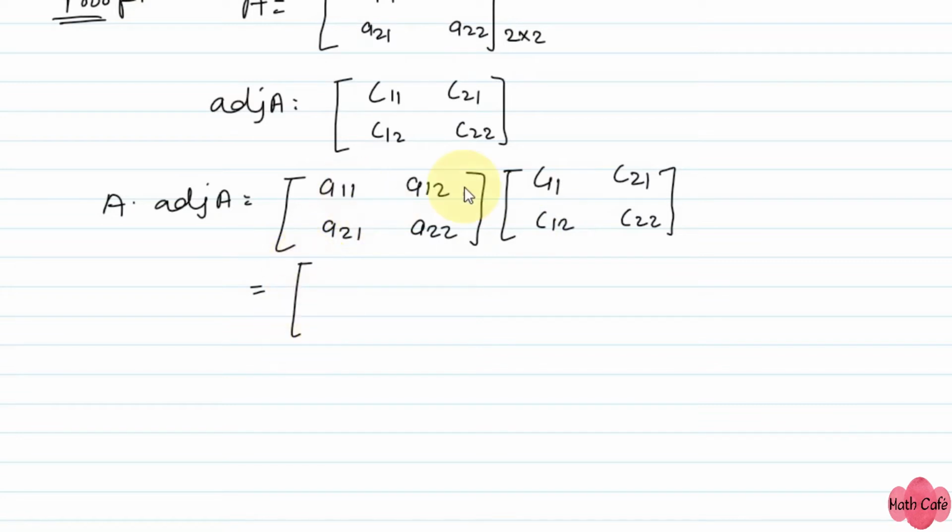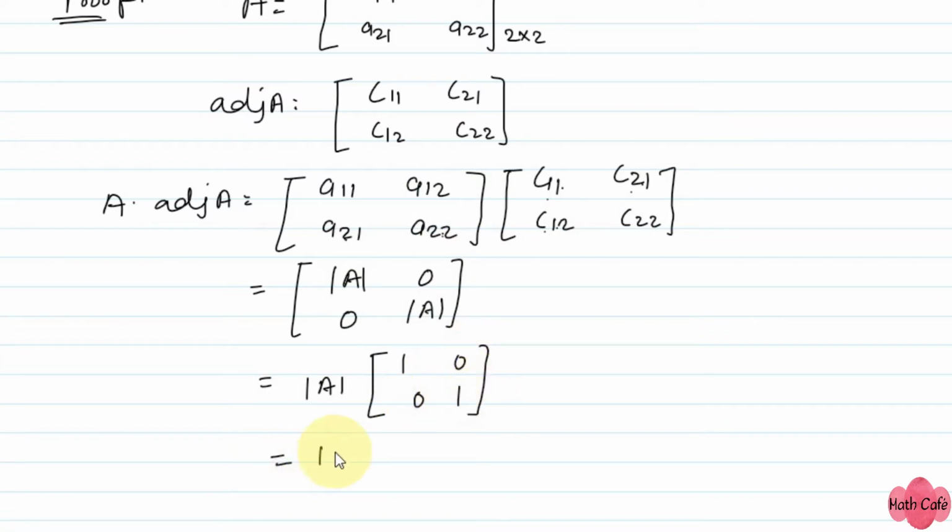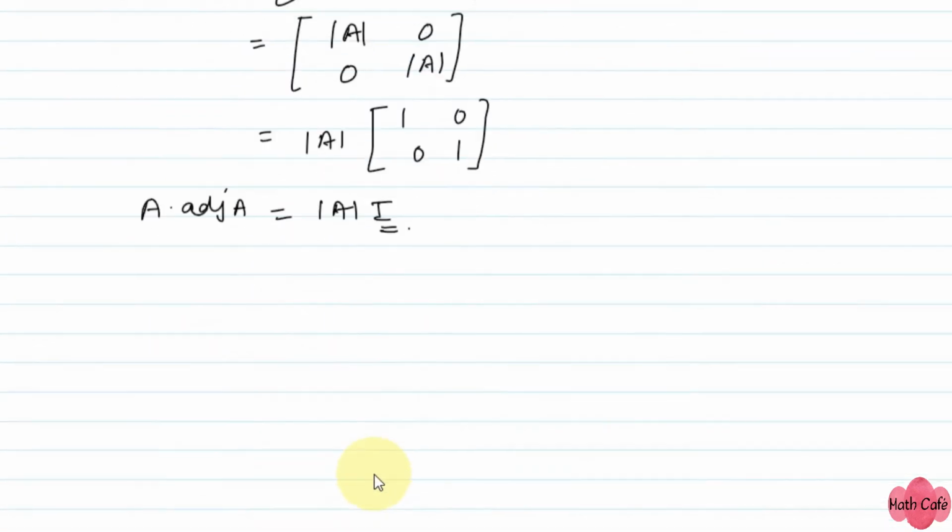So finally A11 C11 plus A12 C12, that is nothing but determinant of A. And A11 C21 plus A12 C22, that is 0. A21 C11 plus A22 C12, that is 0, and A21 C21 plus A22 C22, that is determinant of A. So we will take common determinant of A, times 1 0 0 1, and that is nothing but an identity matrix. So here we have proved that A multiplied by adjoint of A is determinant of A multiplied by I. Alright, let's see the second property.